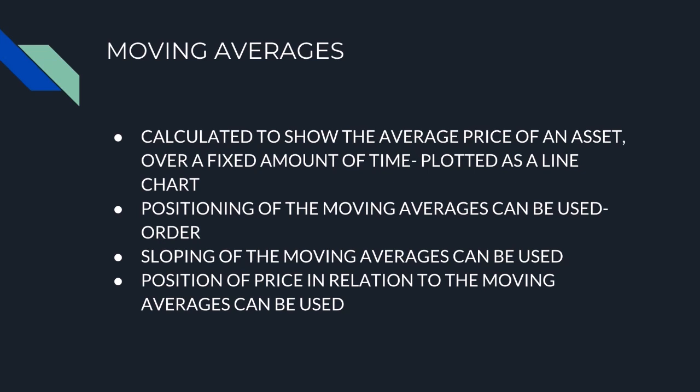Slope of the moving averages. So if the moving averages are sloping really sharply upwards, it could be a strong uptrend. Sloping downwards, it could be a strong downtrend, vice versa. So the slope can show you the direction as well as the strength of a trend. And also you have the position of price in relation to the moving averages. Is price trading above the 50 moving average? Okay, that's a good bullish sign. If price is trading below the 50 moving average, that's a bearish sign, and so on and so forth.